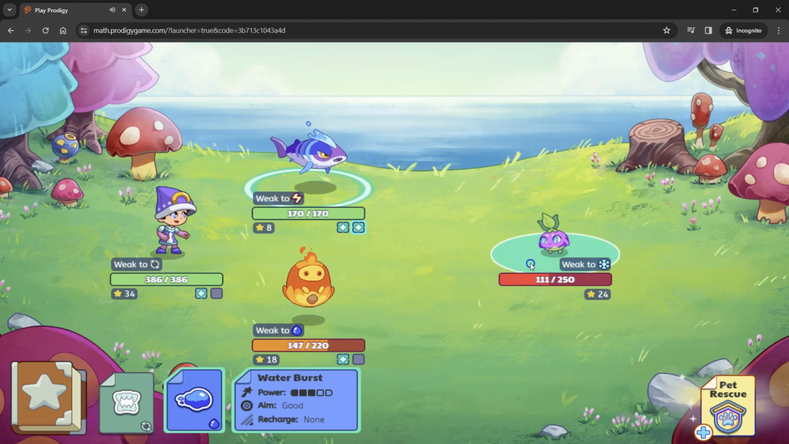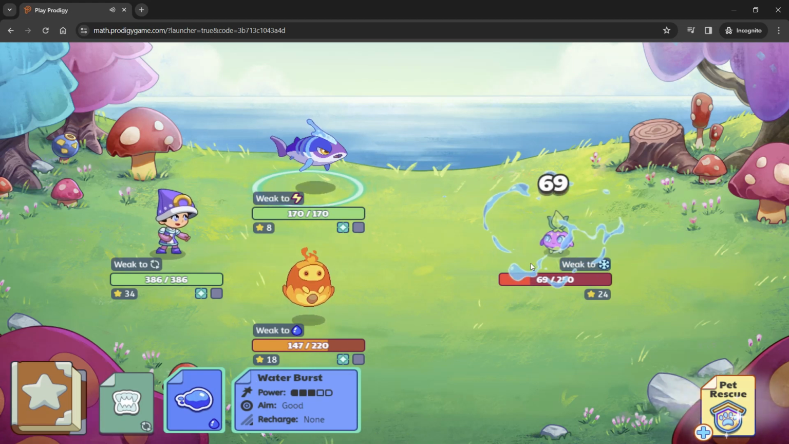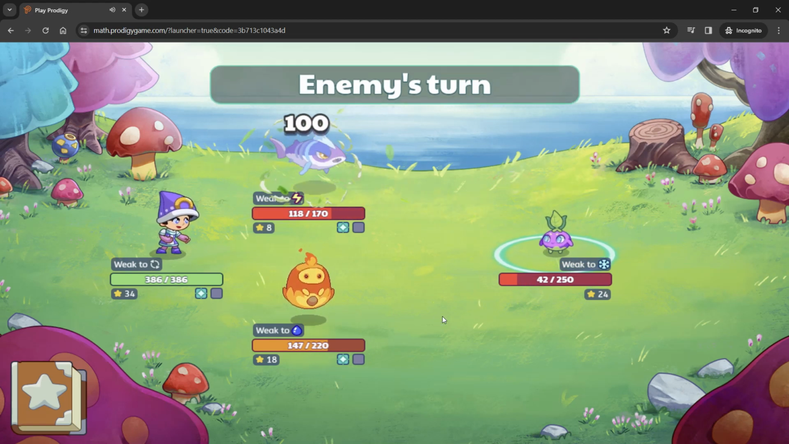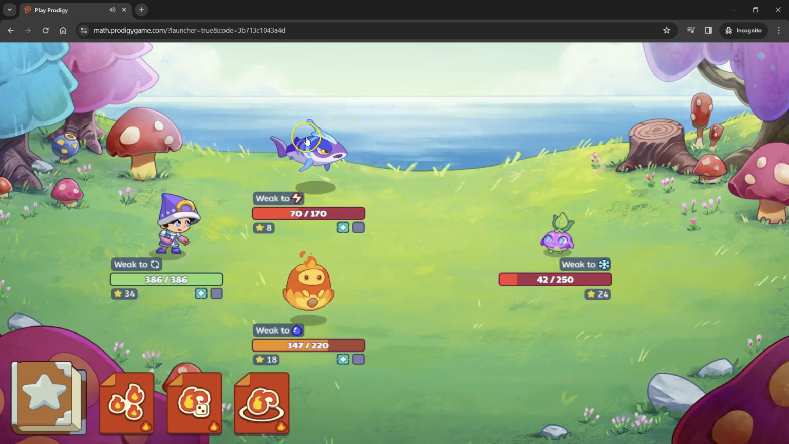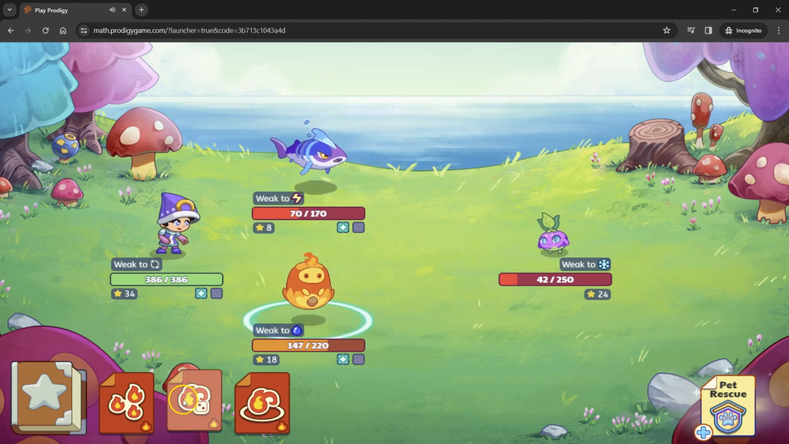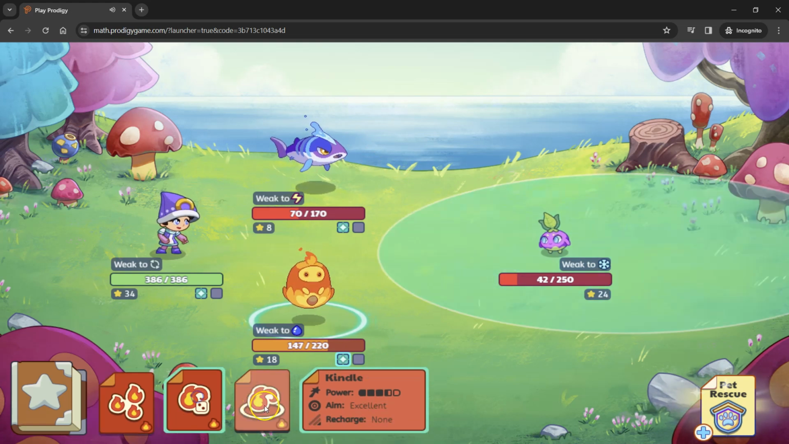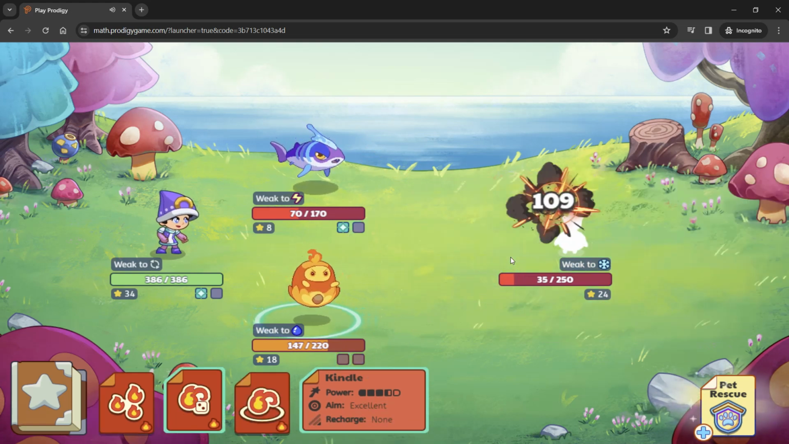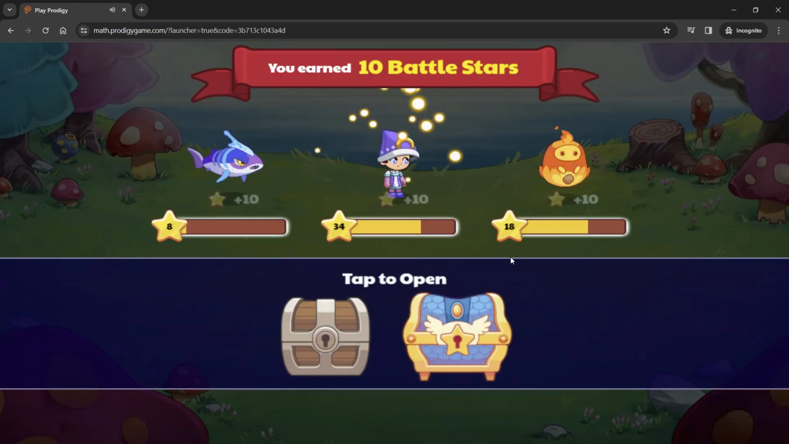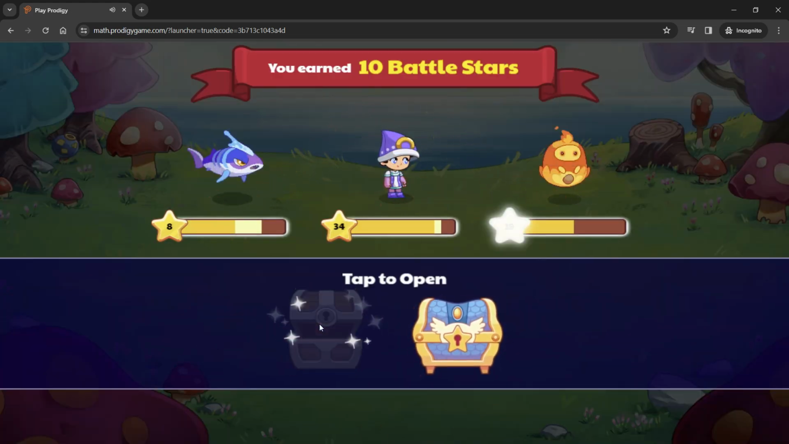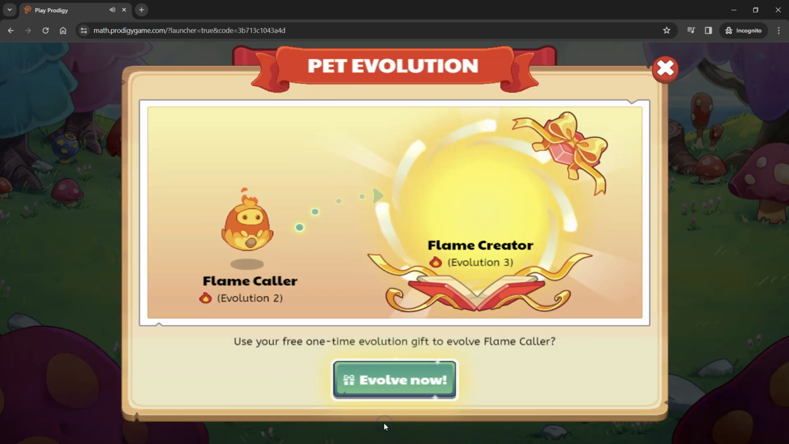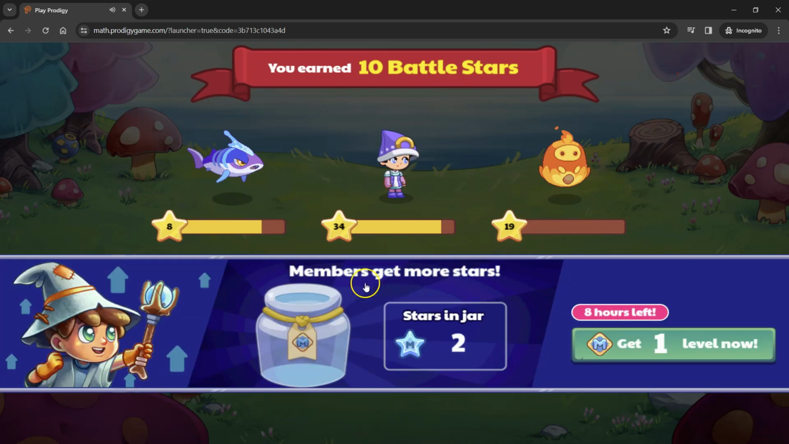All right, looks like we got one spell, water burst. Ooh, not enough. Not enough. Ooh, that's not even Funkiel. That's naughty. Well, I can roll the dice considering I only have one pet. There we go. We'll open up our brown chest, get our rewards, and keep moving on because we need to evolve.